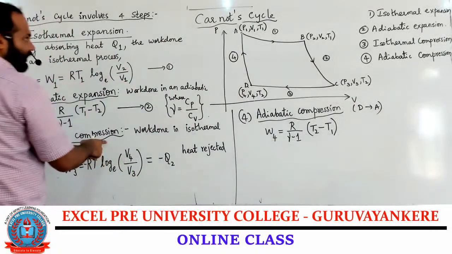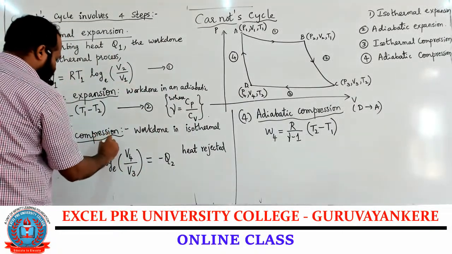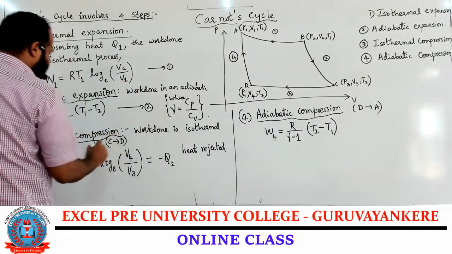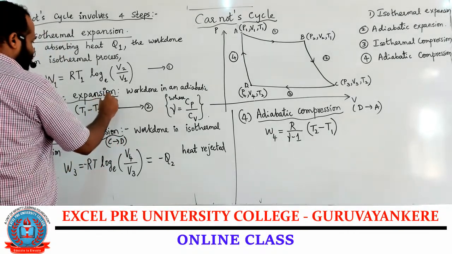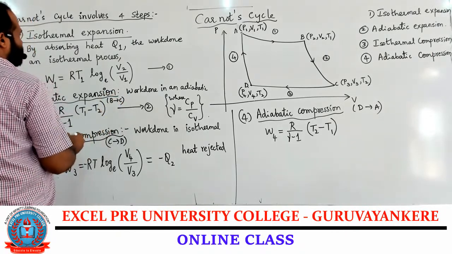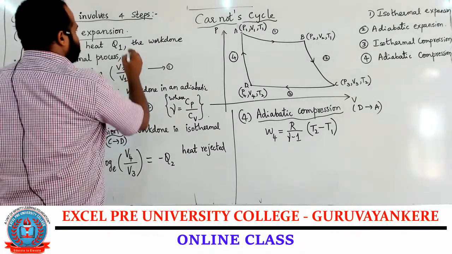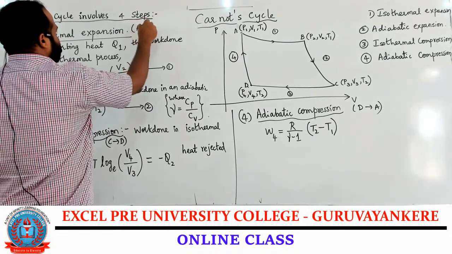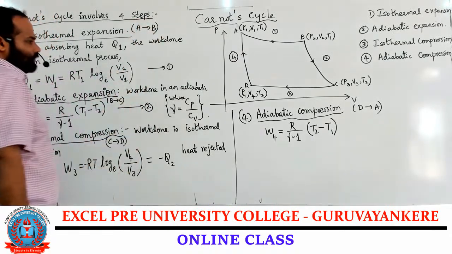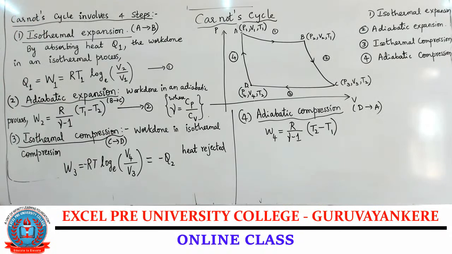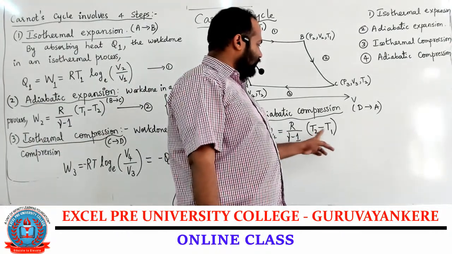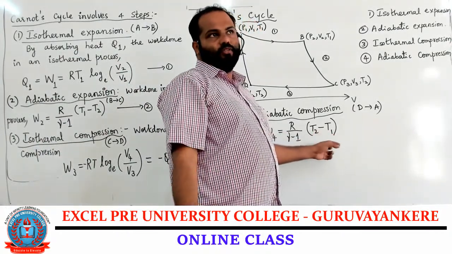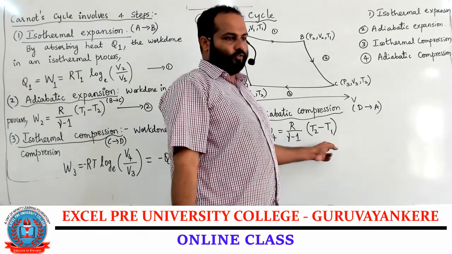Isothermal compression graphically is the process C to D. Adiabatic expansion is B to C is the process. Isothermal expansion is A to B is the process. Is that clear? So W4 is R by gamma minus 1 into T2 minus T1. Is that clear? Clear to all of you?